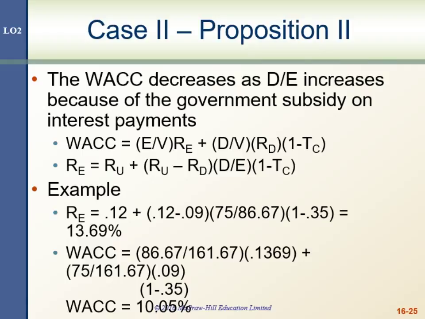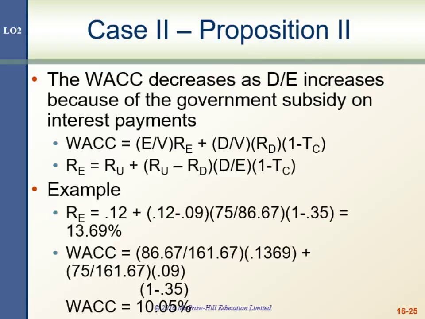So continuing our example, 12% is the return on equity, plus we've got a 9% return on debt, so 12 minus 9% is a 3% premium. 75 is the amount of debt in the capital structure. 86 is the amount of equity in the capital structure. Multiply that by the after-tax rate, and that gives us a return on equity of 13.69%, which is actually higher than our 12%.